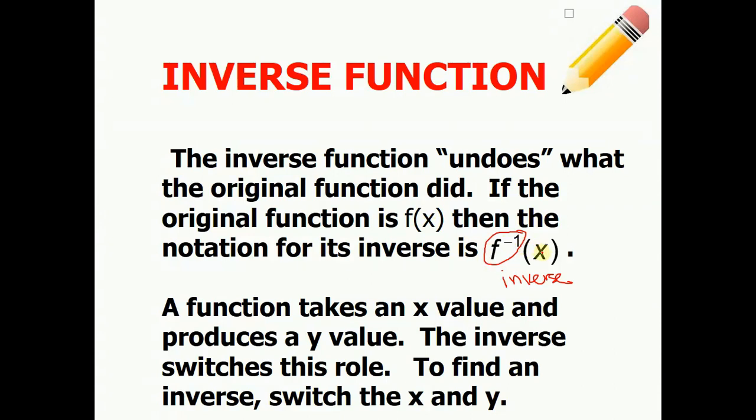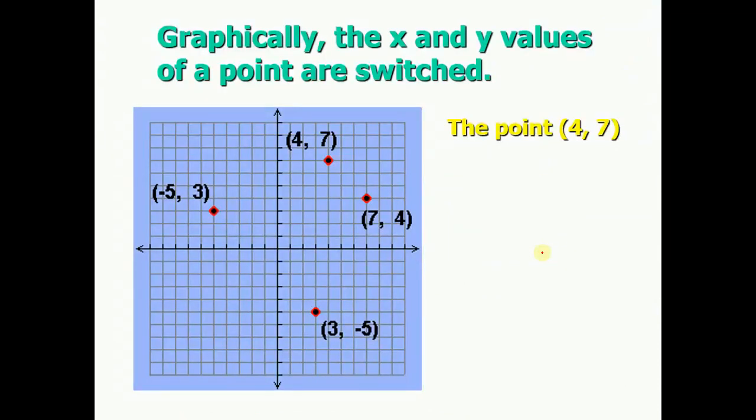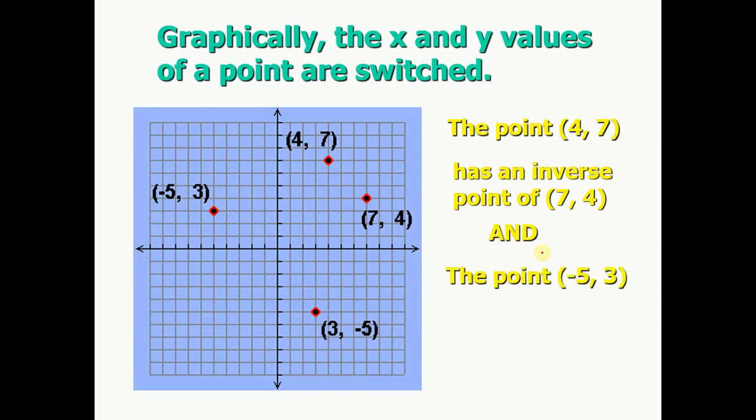A function takes an x value and produces a y. The inverse is going to switch this role. So basically, to find an inverse, all we're ever going to have to do is switch the x and y coordinates around. So let's think about this graphically. If I have the point (4, 7), its inverse point is (7, 4). So all you're doing graphically to find an inverse is you're just going to swap the coordinate point around. Same thing, if I have the point (-5, 3), you could have the inverse point of (3, -5).